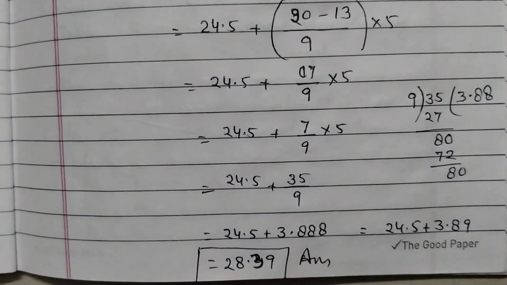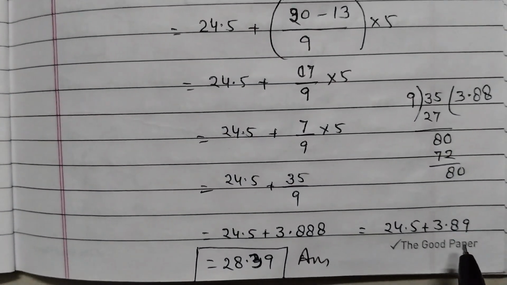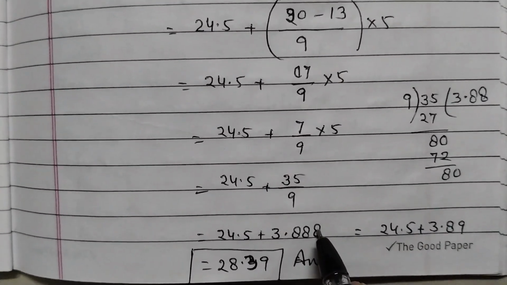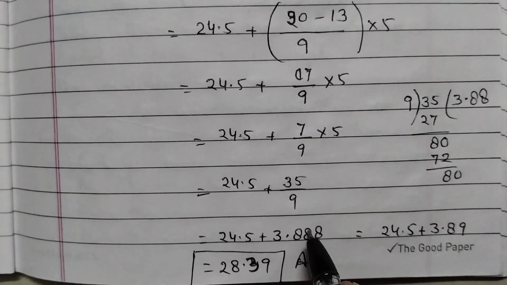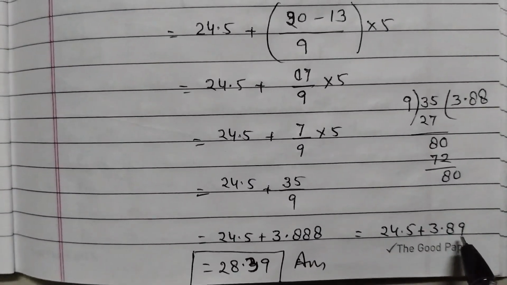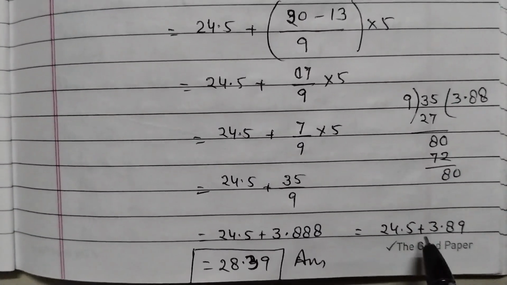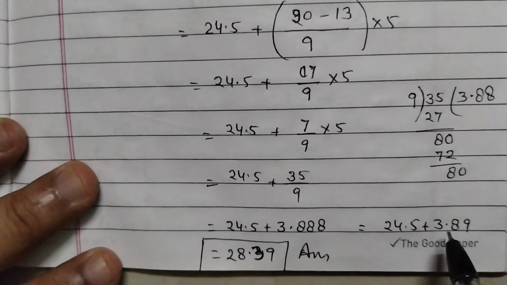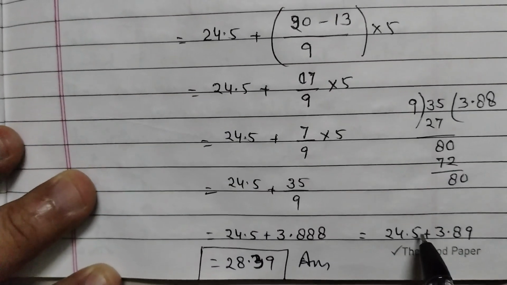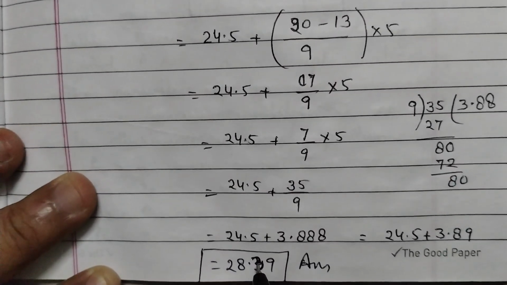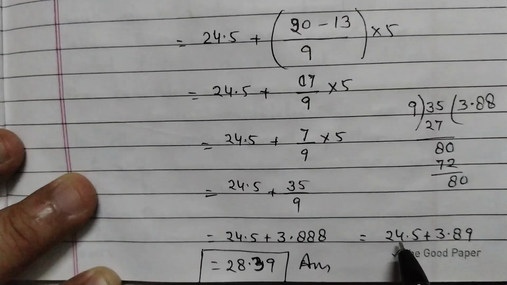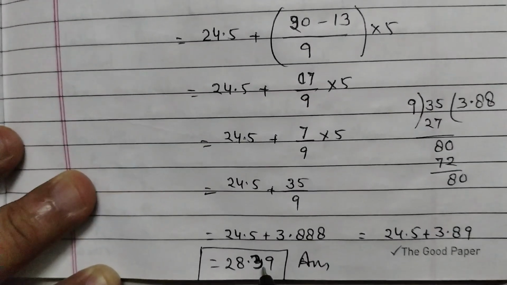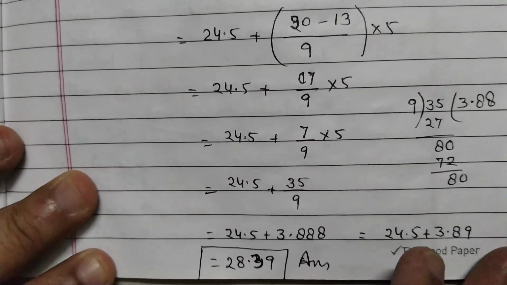So this will be written as 3.89. If the place value is more than 5, then the preceding digit increases by 1. This is why I have written here 24.5 plus 3.89, and sum up these two. 5 plus 9 is 14, carry 1, 4 plus 3, 7 plus 1, 8, 28. 28.39 is the value of D4.